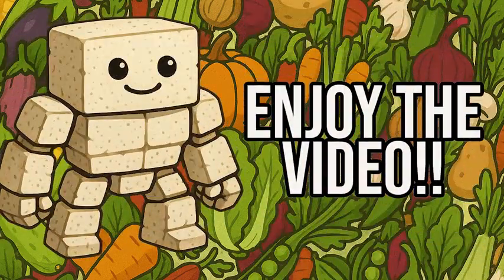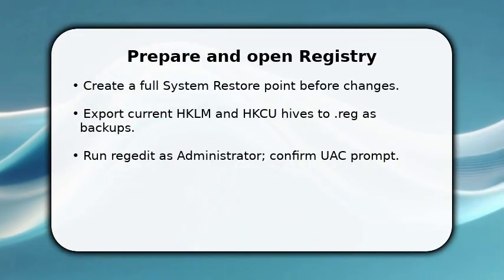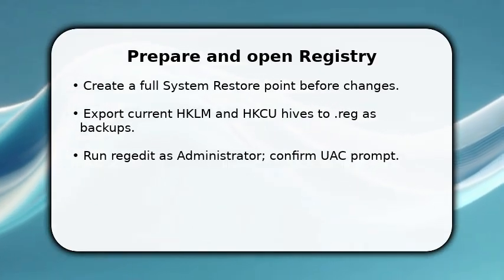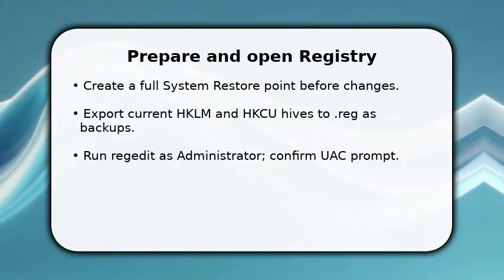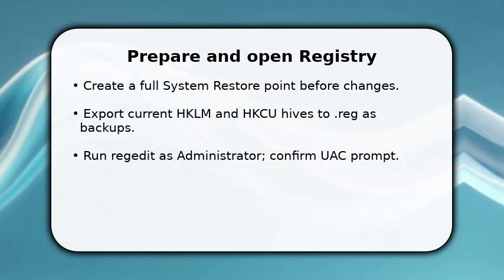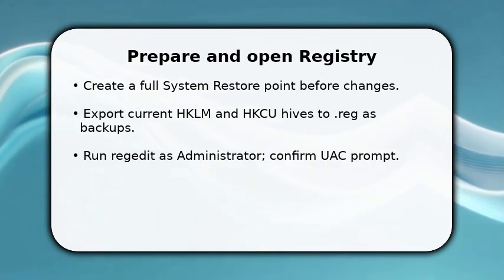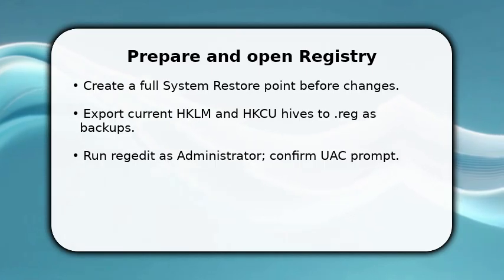Please enjoy the video. You start by protecting your system. Create a system restore point and export the HKLM and HKCU hives so you can revert. Once done, run regedit as administrator and accept the UAC prompt. This grants the rights needed to write keys. Make sure to close other apps that might write to the registry.